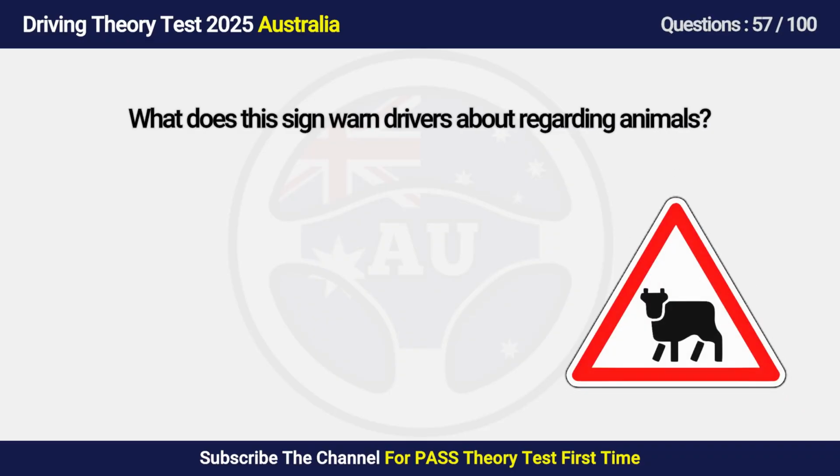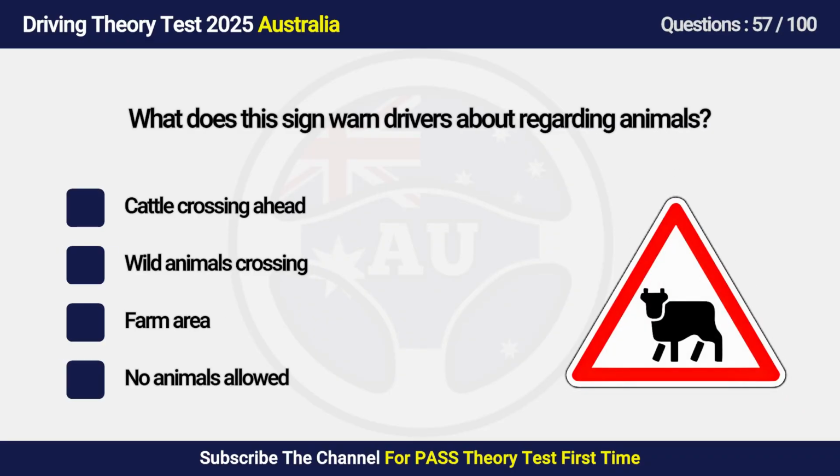Question 57. What does this sign warn drivers about regarding animals? A, cattle crossing ahead. B, wild animals crossing. C, farm area. D, no animals allowed.